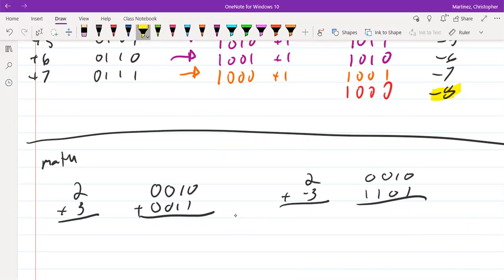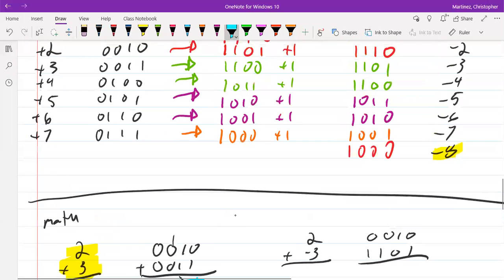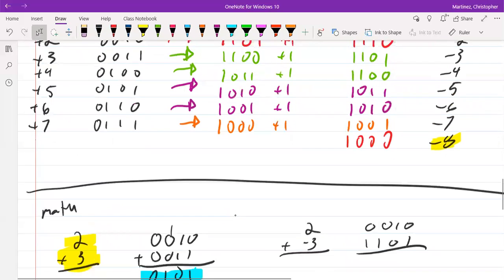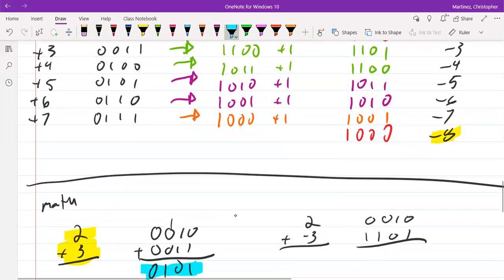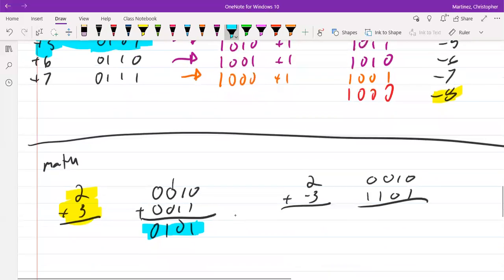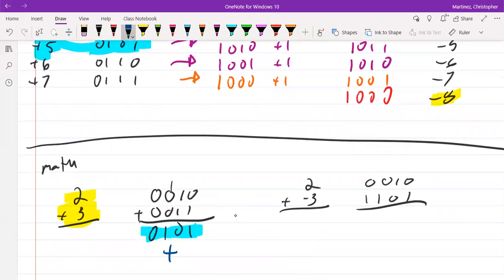So here we're going to do 2 plus 3. Okay, so I get 0 plus 1, that's 1. 1 plus 1 is 2. I get a 1, I get a 0. All right, let's see what number that is. What's 0, 1, 0, 1? Let's go back to our little table here. 0, 1, 0, 1 shows up right here. Well, guess what that is? That's +5. Well, +5, that is what we wanted to solve for.